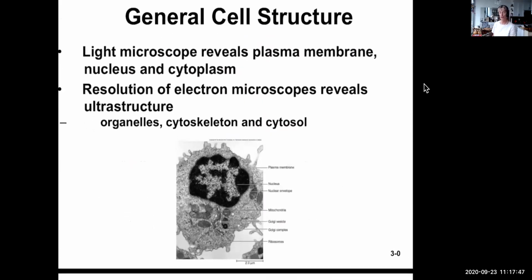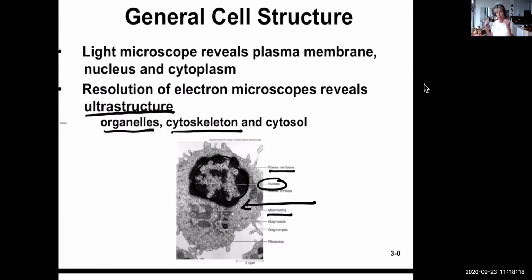So here's a general cell structure. You can see the plasma membrane. You can see the nucleus here. It's quite large. The cytoplasm is the area within the cell. You can see some mitochondria. The inside of a cell, the structures, the organelles, the vesicles, are known as the ultrastructure. So organelles, the cytoskeleton that holds it all together.